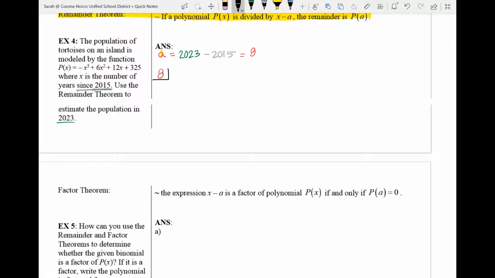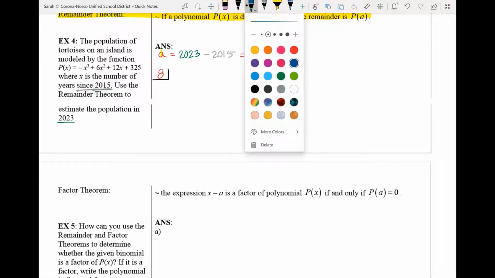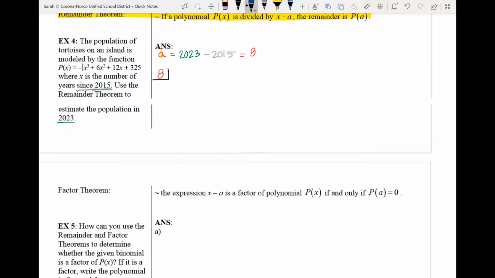And our function, if we look at our coefficients, we have a -1, and that's cubic, and then 6 is quadratic, 12 is linear, 325 is constant. So we have 4 terms with a cubic, which remember is our kind of trick to make sure that we have all the terms we need. So let's list out our coefficients. So -1, then 6, then 12, then 325.